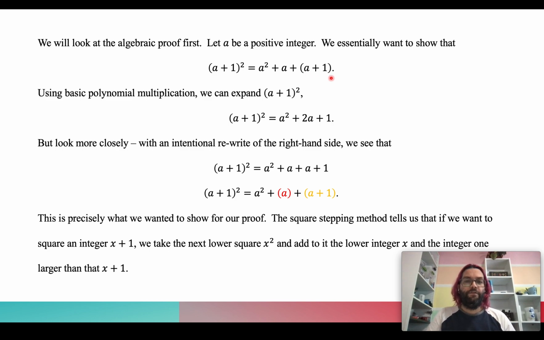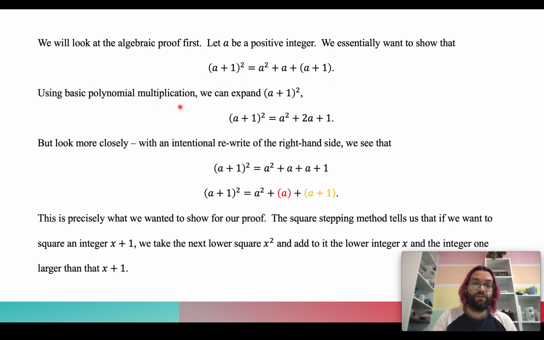Notice that I'm taking this piece of math, because this is a hefty piece of math, I'm going to give it its own line. So I give it its own line, I make that thing centered, and then I end that sentence with a period. And then I'm sort of explaining my next step. Using basic polynomial multiplication, I'm going to expand (a+1)^2. So this is the thing that I want to show in the end.